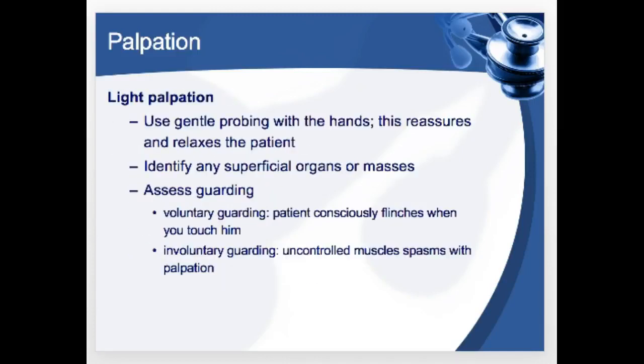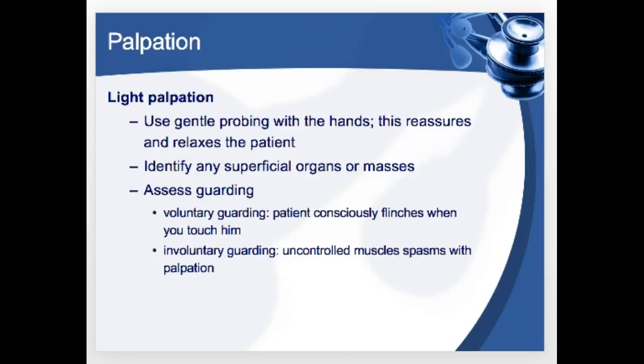So light palpation, use a gentle probing motion with the hands. This reassures and relaxes the patient and the abdominal contents. You'll identify any superficial organs or masses. The most useful thing with light palpation is getting the patient used to the temperature of your hands pressing on their abdominal contents, and then looking for any guarding.